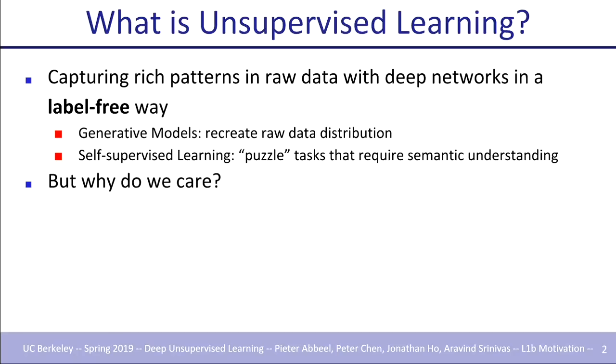Another type of unsupervised learning is what is often called self-supervised learning, where essentially puzzles are created that require semantic understanding of, let's say, images. Like, is this patch below or above this other patch? Or how would you color this patch? And there it's essentially still very much a labeled training task, but the label is somehow come up with in a very clever way that does not require human labor.